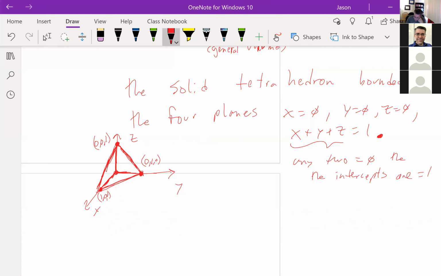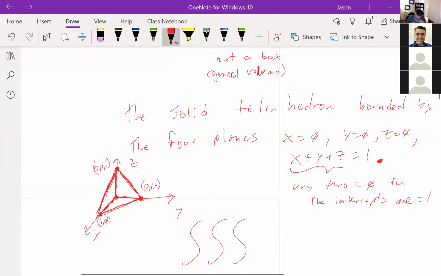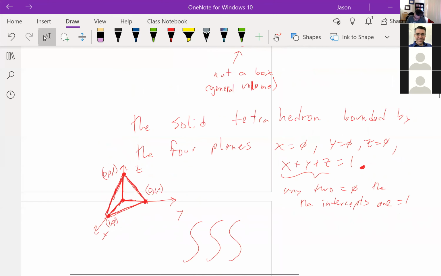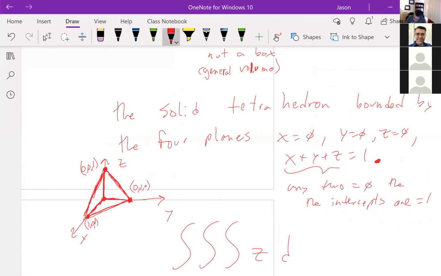Okay. So let's think about this for a second, right? We want a triple integral over the function z, and I'm going to go dz, dy, dx. So what is z going to go from? What is z going to go from?